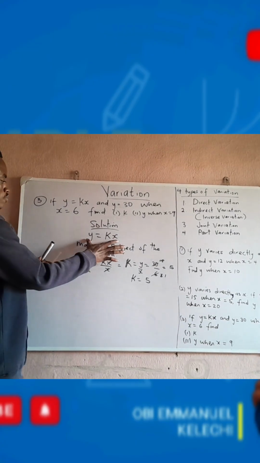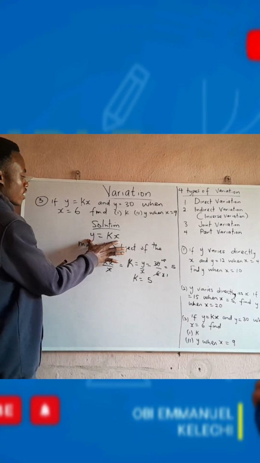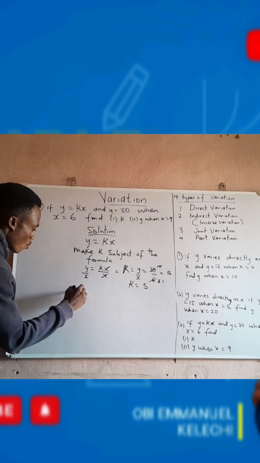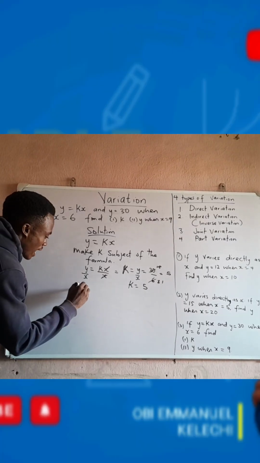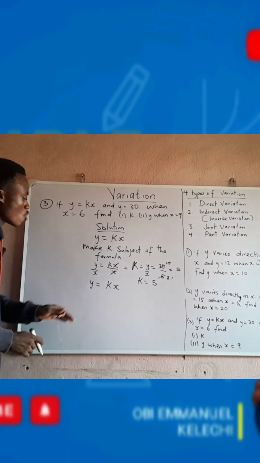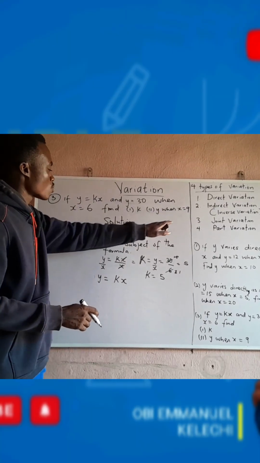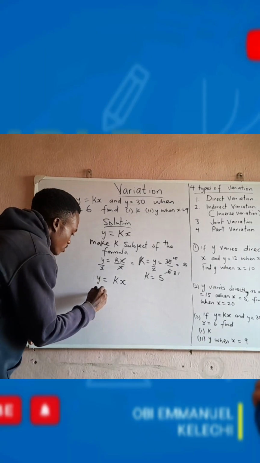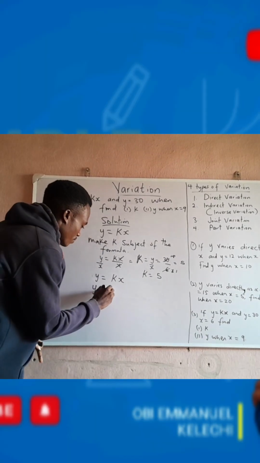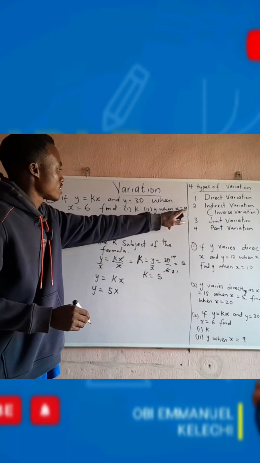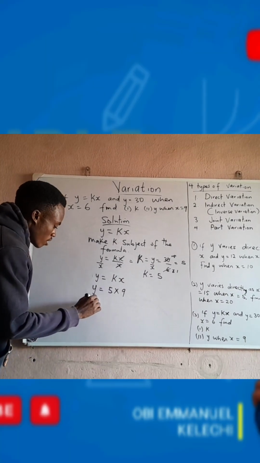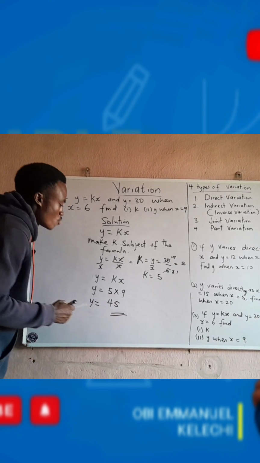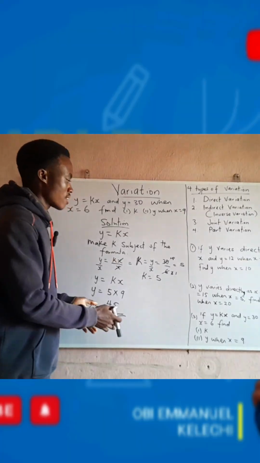And we are still going to use this formula because this is the formula connecting x and y. So y is equal to kx. We've gotten our k and they've also given us our x. So they say we should find y. So y is equal to k. Our k is 5 times our x, which is 9. So 5 multiplying 9 is going to give you 45. So this is our final answer.